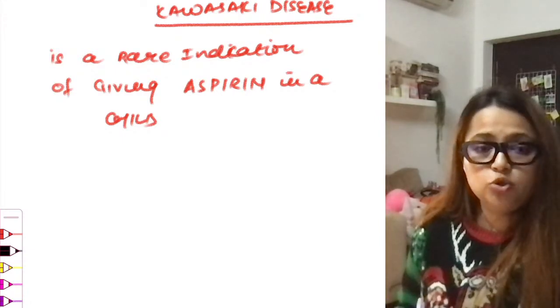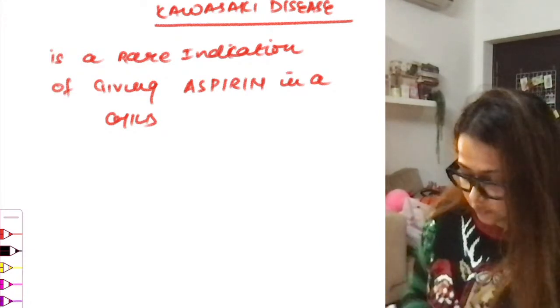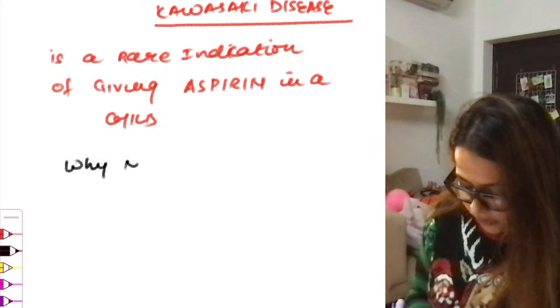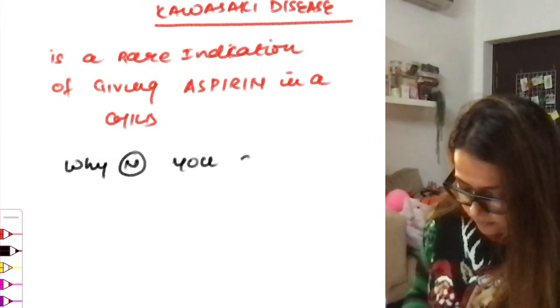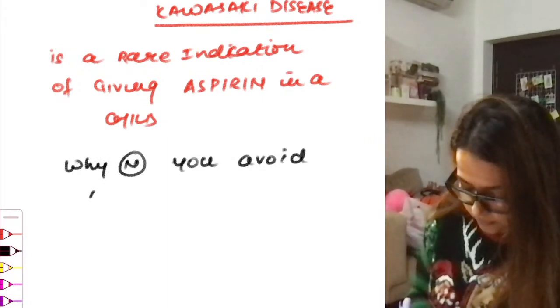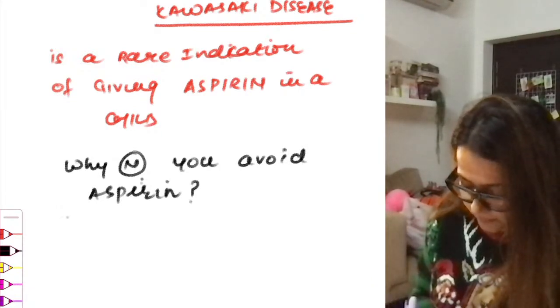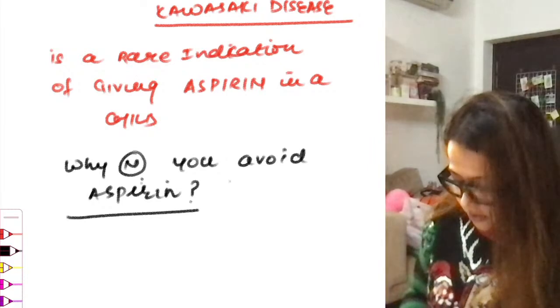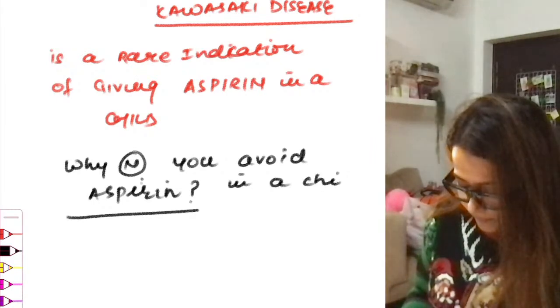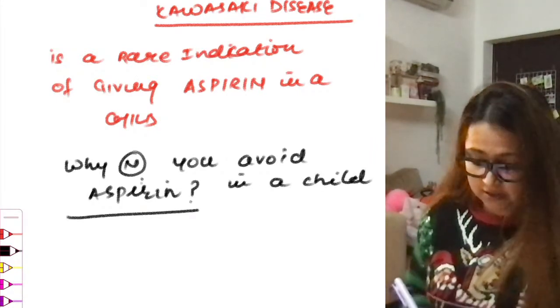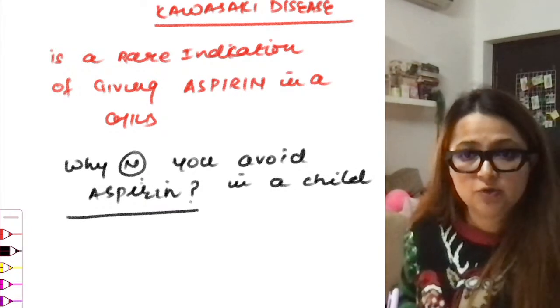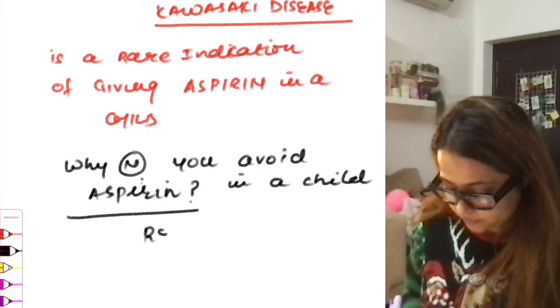Usually, aspirin should be avoided in a child. Why? Why do you normally avoid aspirin? What is the reason? Anyone? Why do you normally avoid aspirin in a child? Yes, Gurjeet. The answer here is due to the risk of Reye syndrome.